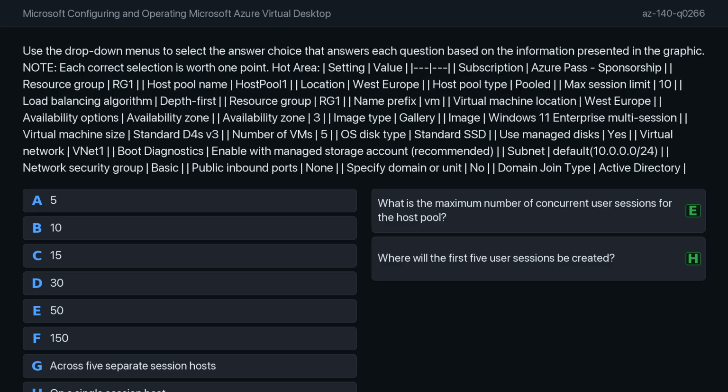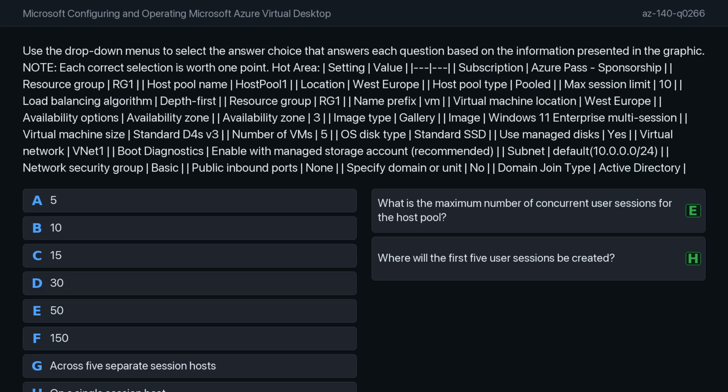For the second question, the configuration specifies a depth-first load balancing algorithm. Depth-first load balancing fills up one session host to its maximum limit before sending any new user sessions to the next host. Since the limit is 10 and we only have 5 incoming user sessions, all 5 sessions will be placed entirely on the first session host, making option H correct.